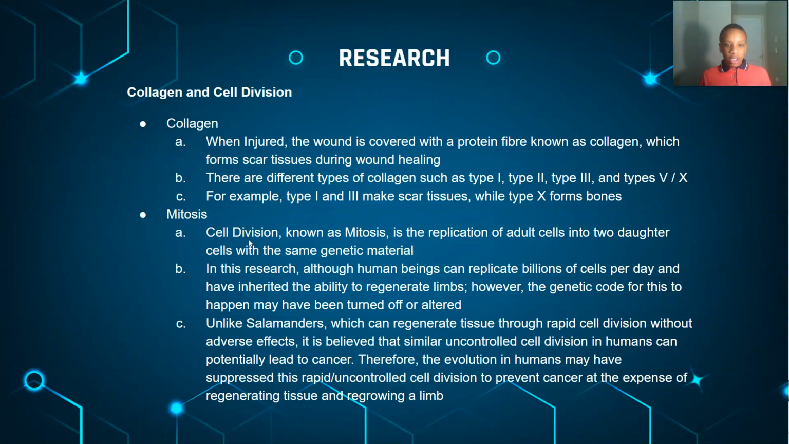Mitosis is cell division. Humans can replicate billions of cells per day using mitosis. However, salamanders use this process to regrow a limb. Scientists have proven that the evolution in humans may have suppressed this rapid or uncontrolled cell division to prevent cancer, at the expense of regenerating tissue and regrowing a limb.